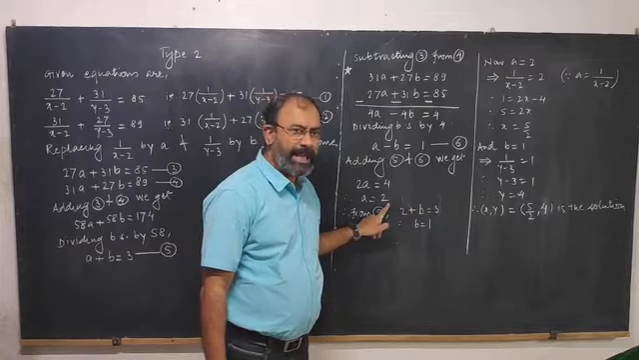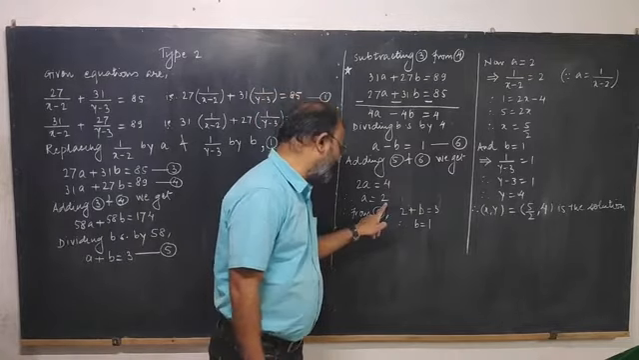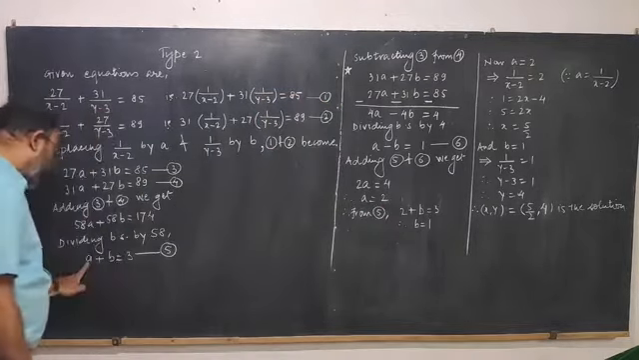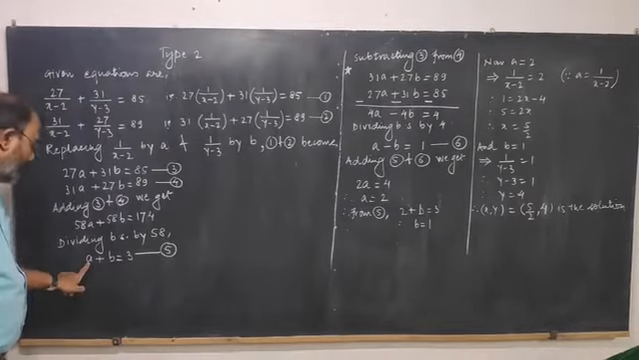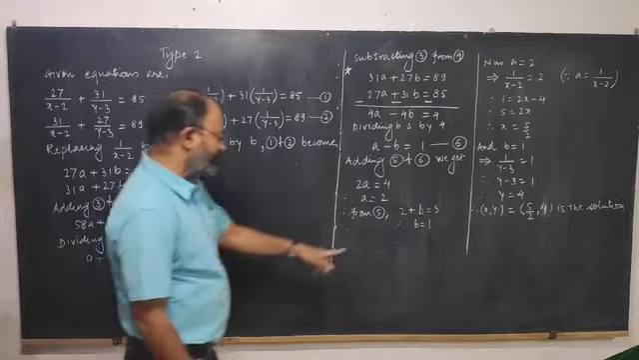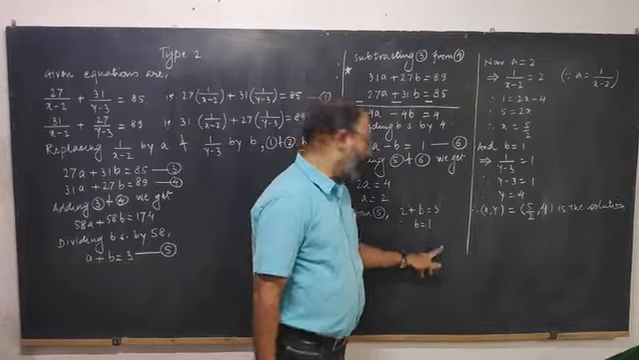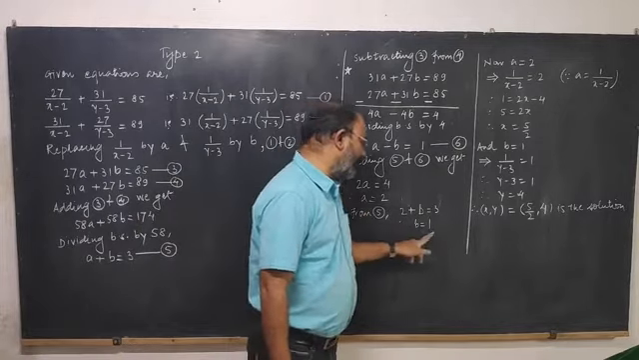Put this value of a in any one of the equations. So I am putting it in equation number 5. I am putting the value of a equal to 2. Transfer it to the other side. Okay, you get b is equal to 1. So the value of a is 2 and the value of b is 1.